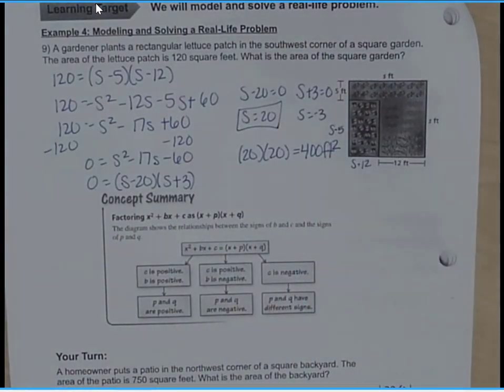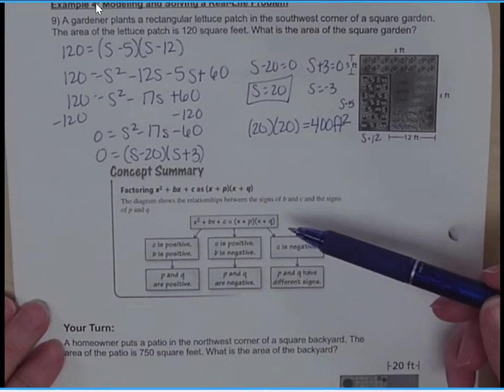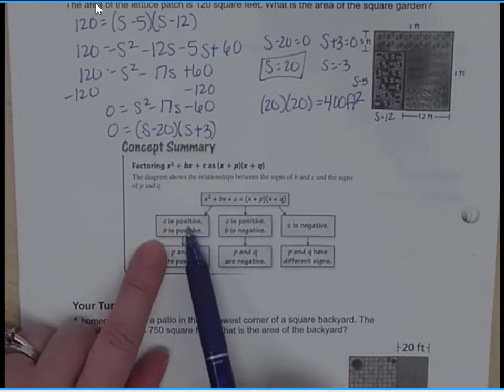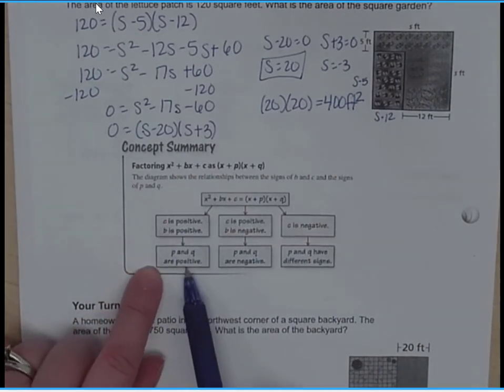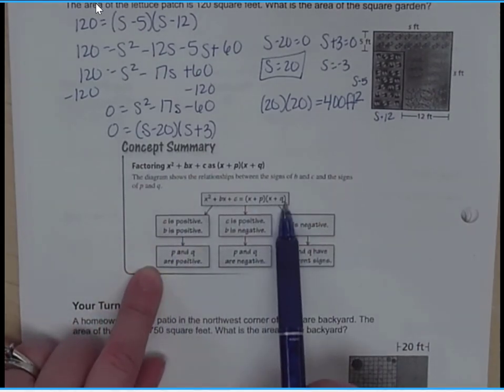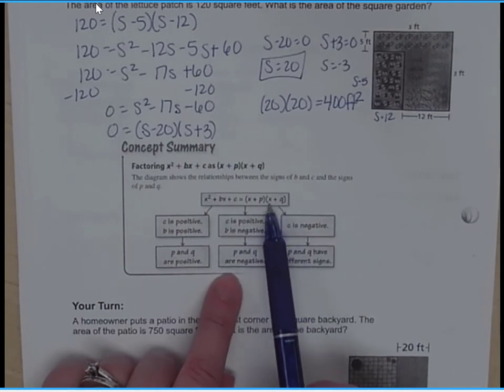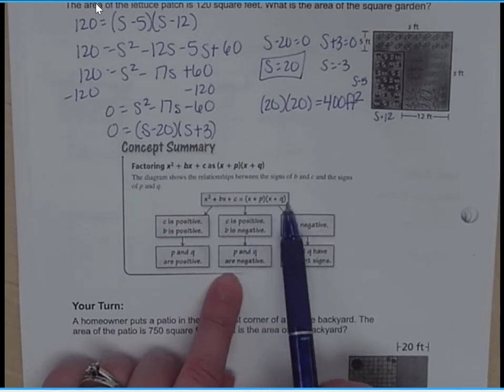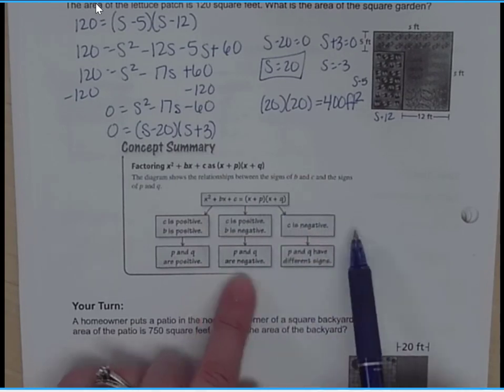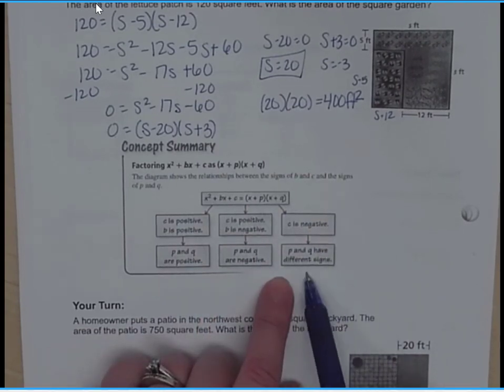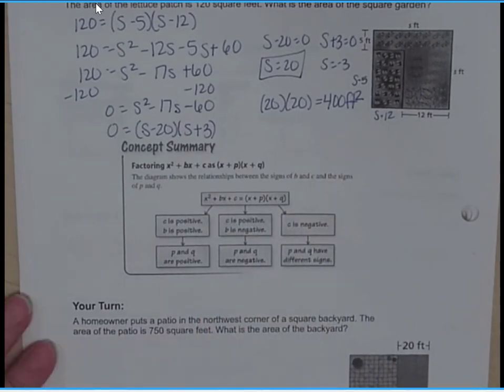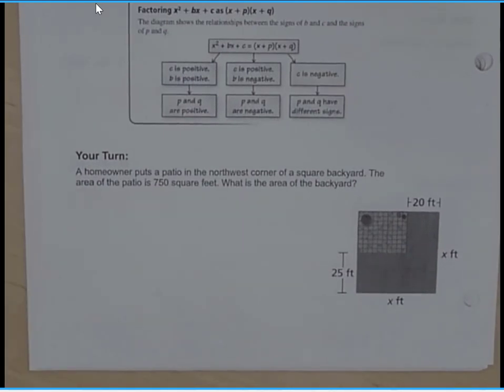Got it. All right, so here's a fabulous little cheat sheet here on how to factor. So if C and B are positive, then P and Q are positive. If C is positive and B is negative, these are negative, and if C is negative, one of those has to be negative. All right, it's your turn. Go ahead and try example 4 on your own.